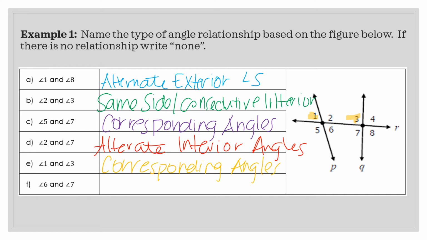All right, we've got one more pair. The last pair is angle 6 and angle 7. So those are on the same side of the transversal and they are on the inside. So these are same side interior or consecutive interior. And again, you want to practice making sure you're comfortable with both words.